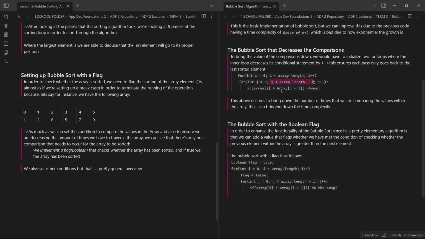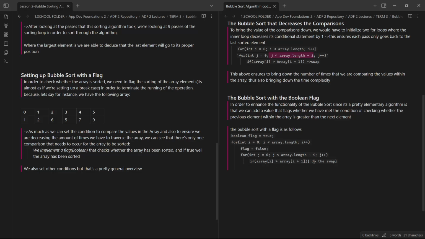And then we check whether the value in the previous position is greater than the value in the next position. If so, swap. And then this is how we set up the flag. And yeah, that's it for bubble sort. I'm going to go into the next one. Let's go.